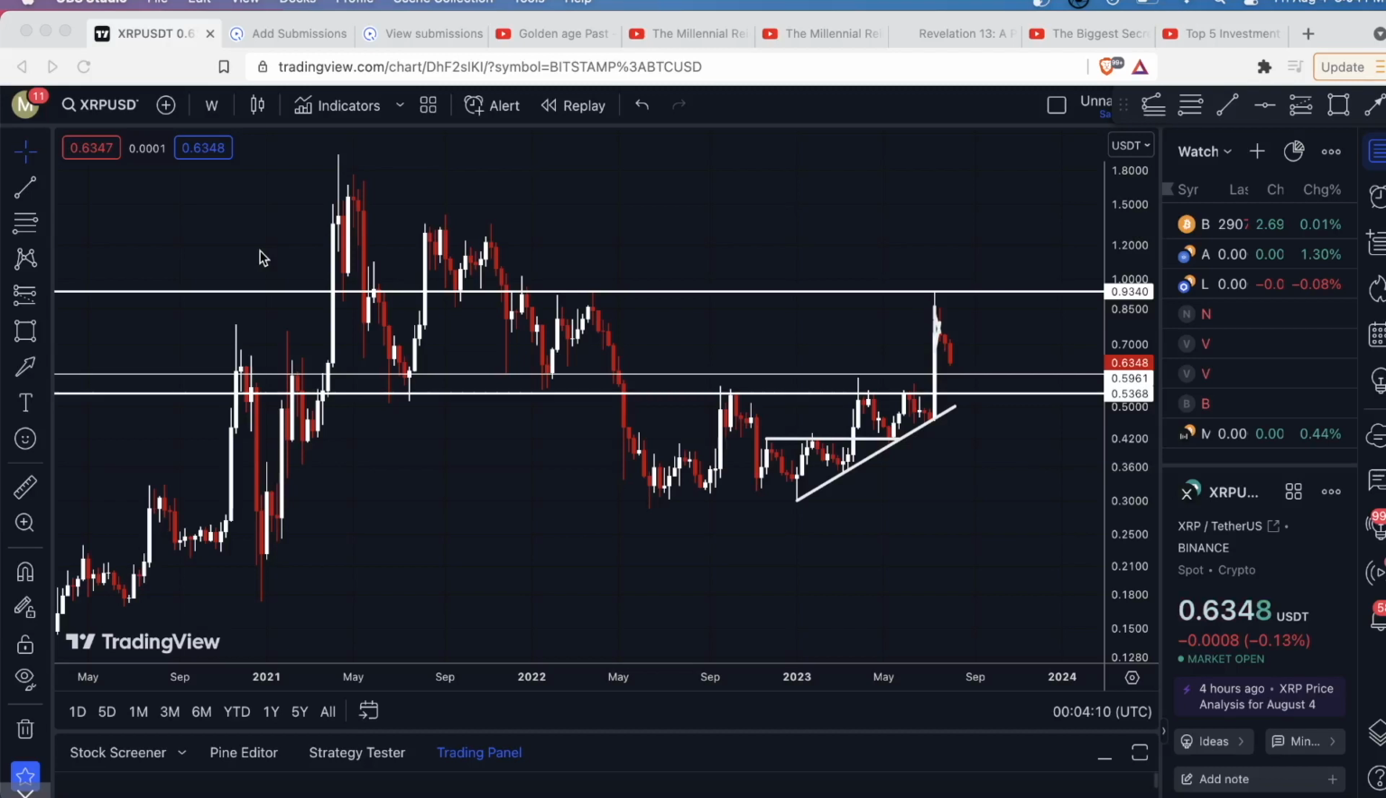Hey guys, so I want to take a quick look at Ripple. The ticker for this is XRP, and I'm currently on the weekly time frame.